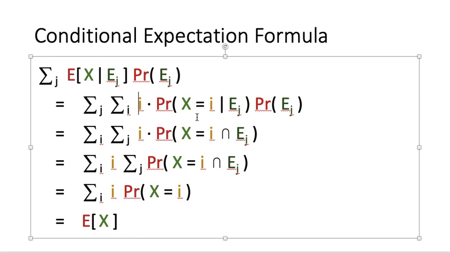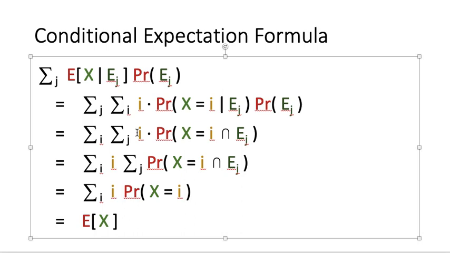Now we have summation j, summation i, because we are summing over all the possible pairs or cases for i and j. These two summations, I can just switch the order, so I make it into summation i, summation j instead. Also, the probability of x equal to i given Ej multiplied by the probability of Ej can be combined into this term, the probability of x equal to i intersect Ej. So far so good. This is how we derive from the second formula to the third one.